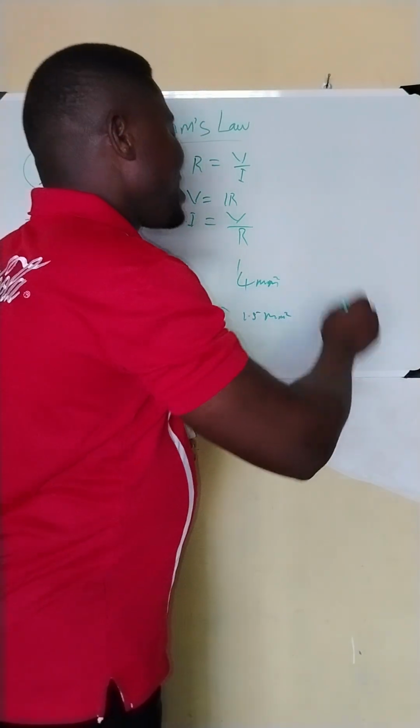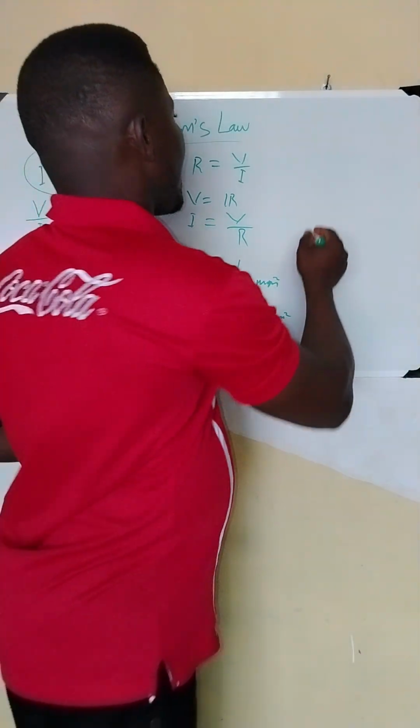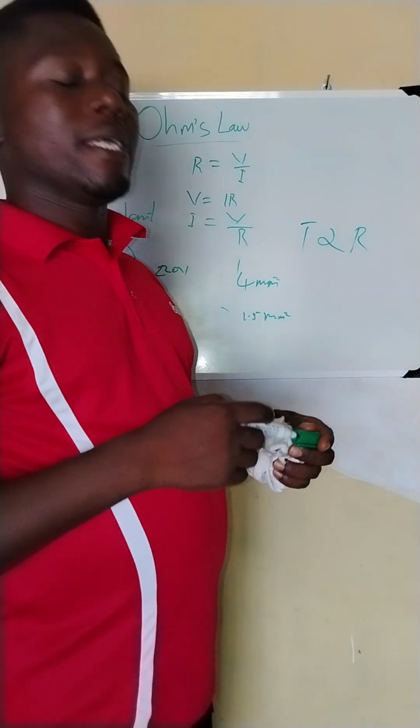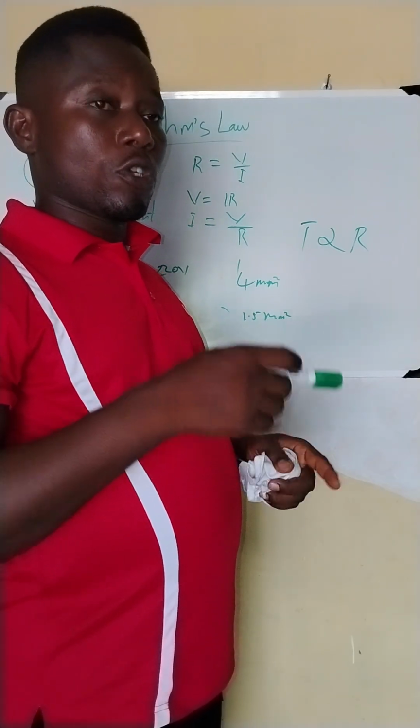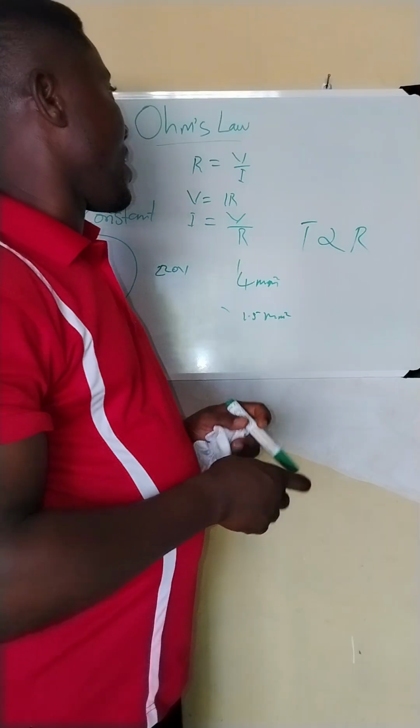As the temperature increases, the resistance of the conductor also increases. Temperature varies directly as resistance. Don't worry, I'm going to explain that very well in the next video. We are going to talk about the resistance of a conductor, and I will break it down for your understanding.